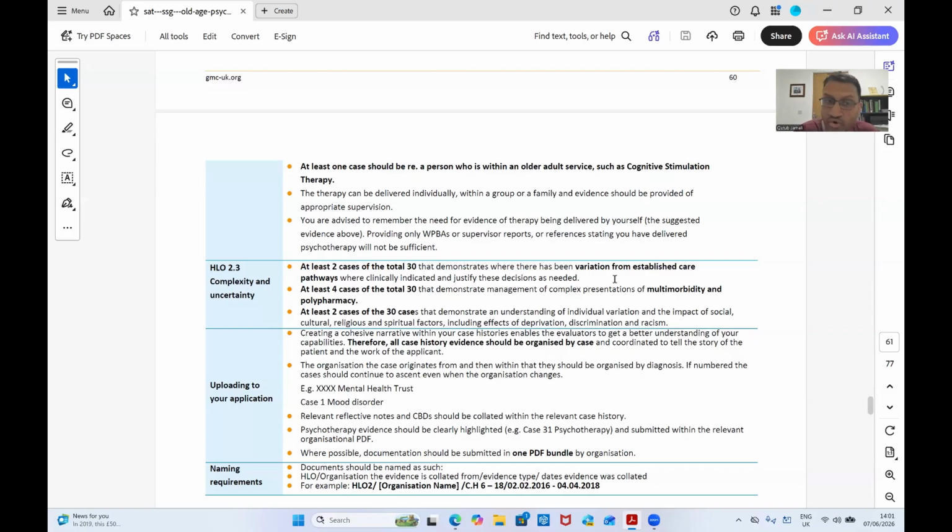You have to show, as it's mentioned here, at least two cases that demonstrate an understanding of individual variation and the impact of social, cultural, religious and spiritual factors, including effects of deprivation, discrimination, and racism. So two diverse cases in a way. So again, diversity doesn't mean only ethnicity.